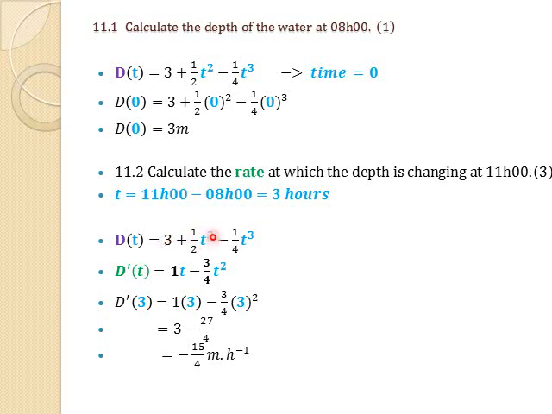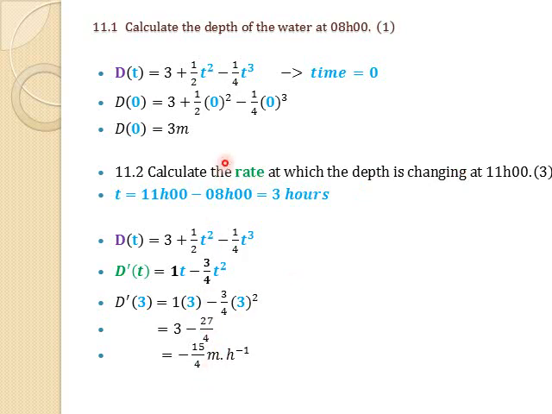2 times half, or half of 2, is 1. 2 minus 1 gives me 1. 3 times 1 over 4 becomes 3 over 4, so negative 3 over 4. 3 minus 1 gives me 2. I said after 3 hours, so in the first derivative, I substitute 3 in the place of t. T becomes 3 squared, 9 times 3 would give me 27. So I have negative 27 over 4, and 3 times 1 is 3. 3 minus 27 over 4 gives me negative 15 over 4 meters per hour. So that's the rate at which the depth is changing at 11 o'clock.